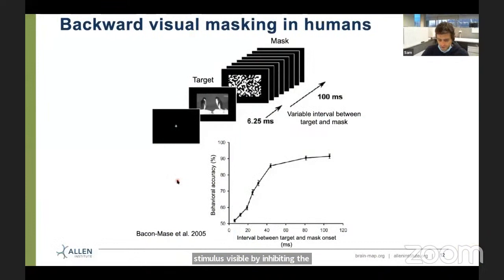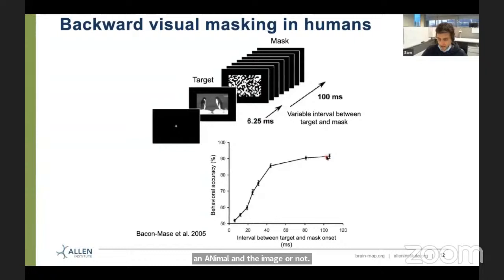Backward visual masking, in which the visibility of one stimulus, called the target, is impaired by the subsequent presentation of a second stimulus, the mask, has been used for centuries to probe the timing and mechanisms of conscious and unconscious perception in humans. In the example shown here, a target image is presented briefly and followed by a mask after a variable interval. In this experiment, subjects report whether there was an animal in the image or not, which they do very accurately unless the interval between the target and the mask is less than 50 milliseconds.